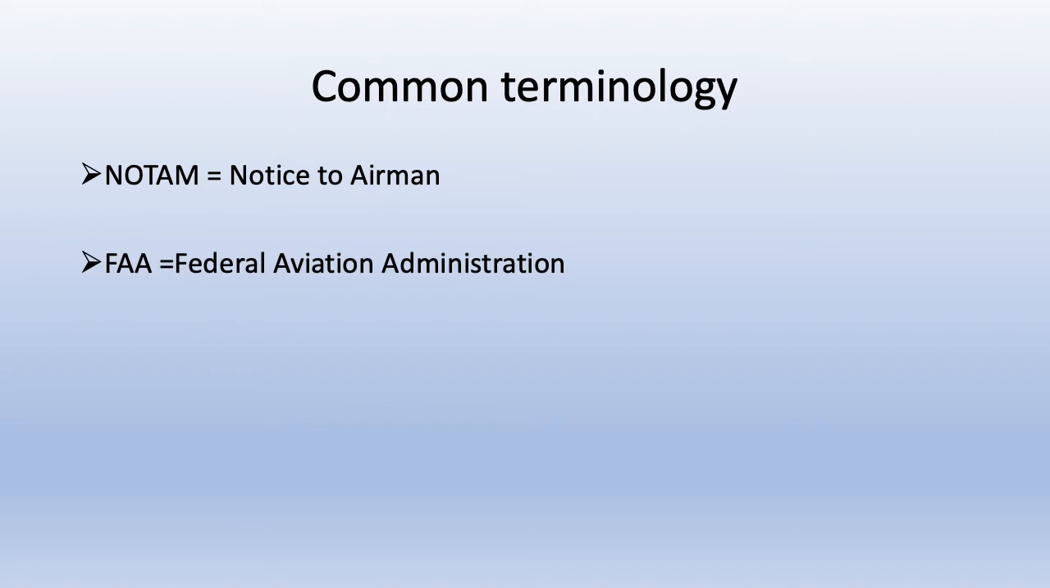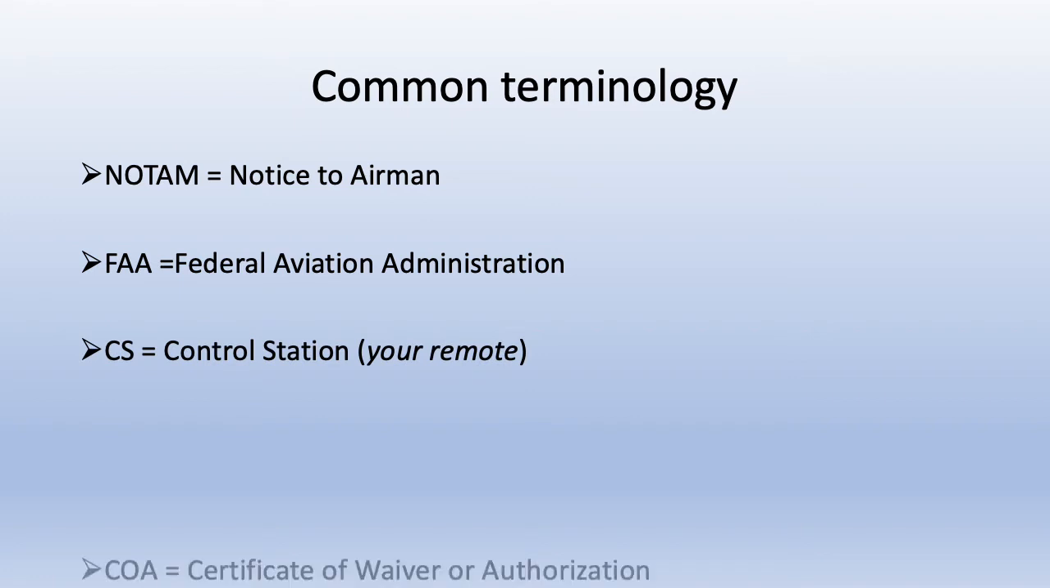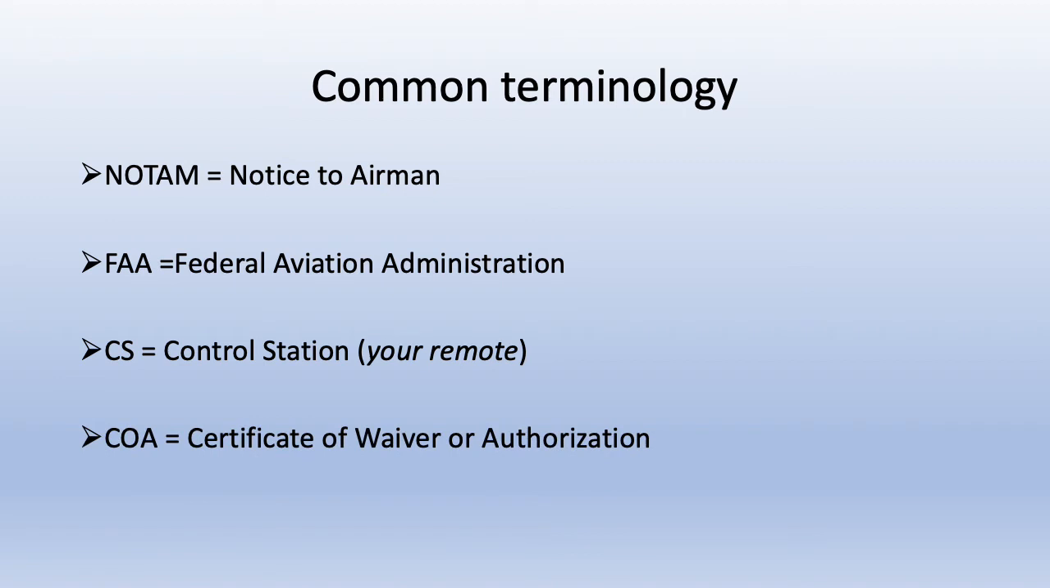FAA stands for Federal Aviation Administration. CS is going to be your control station, in other words, the remote you're using to fly the drone. COA is going to be your certificate of waiver or authorization. It's issued by the FAA and grants permission to fly within specific boundaries and parameters.